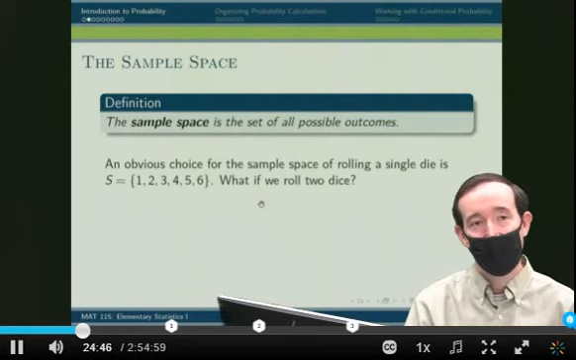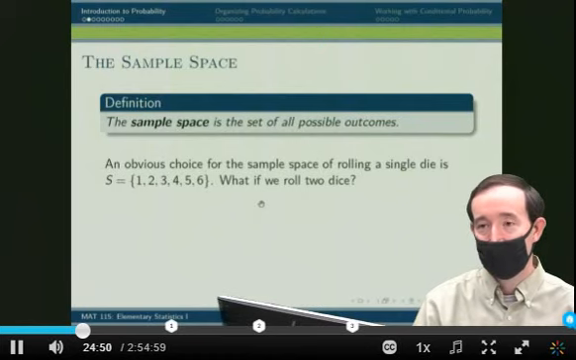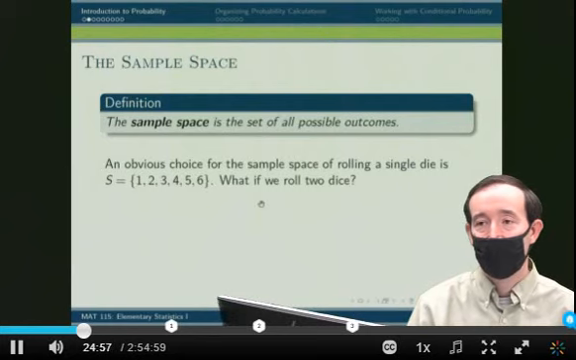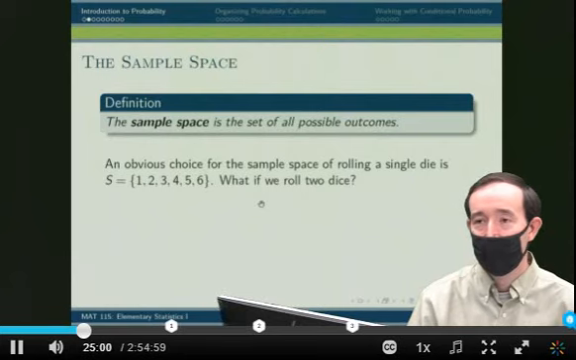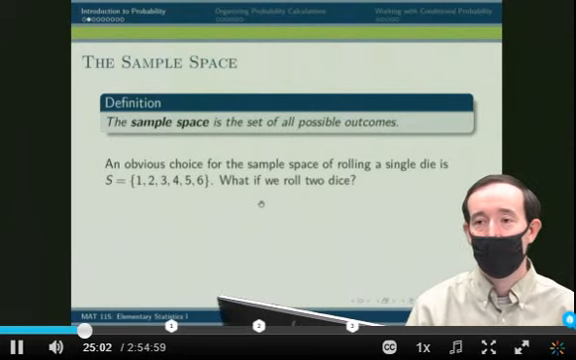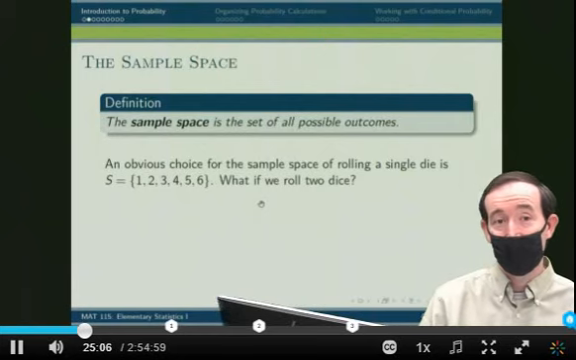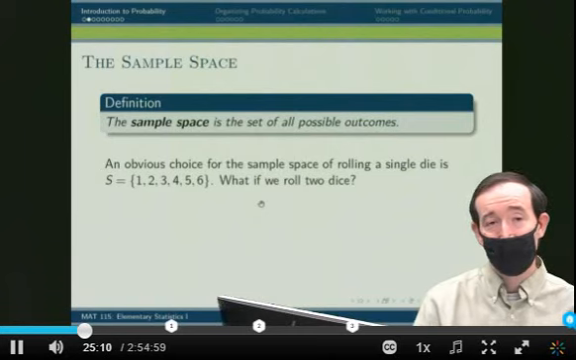clearer what's happening. If I roll the first die, and I get a 1, how many possibilities are there for the second die? There's going to be 6. Yeah, 6, right? So for that 1 outcome on the first die, I have 6 outcomes on the second. Well, what if I rolled a 2 on the first die? Still going to be 6.